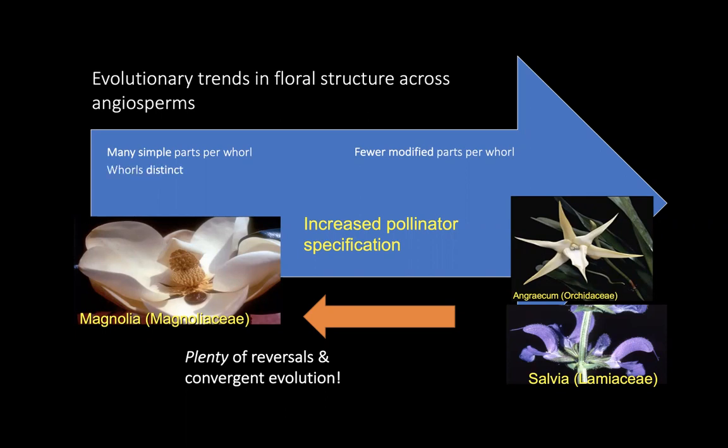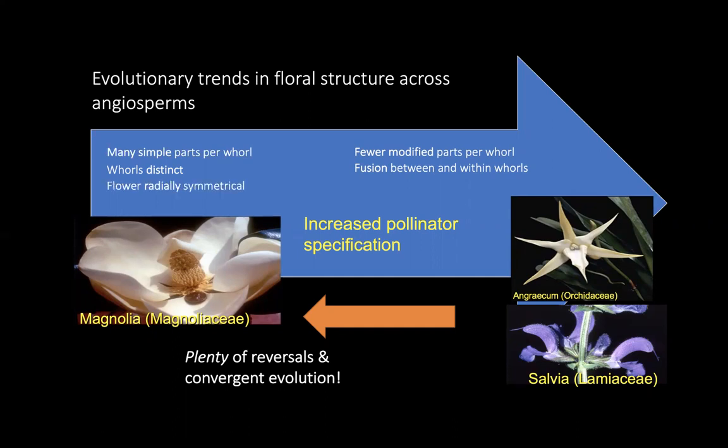The ancestral state would have distinctive whorls. And then you start to see fusion. We will see this particularly in the Asteridoeudicots. That fusion can be between individual parts within a whorl and between distinctive whorls. So we've seen that with the hypanthium for sure.